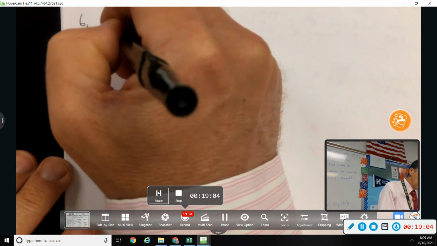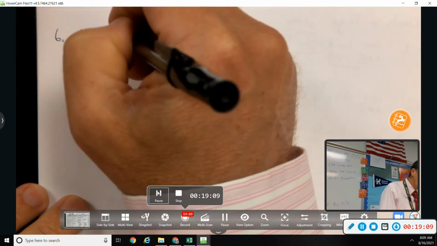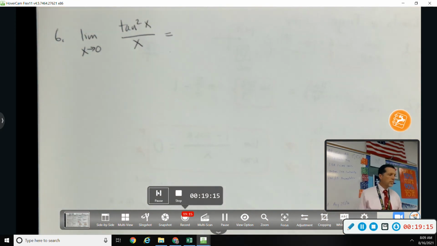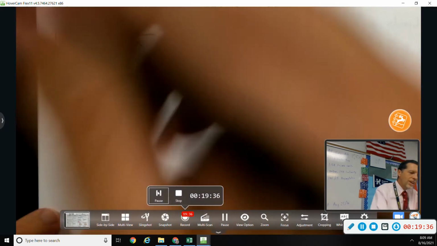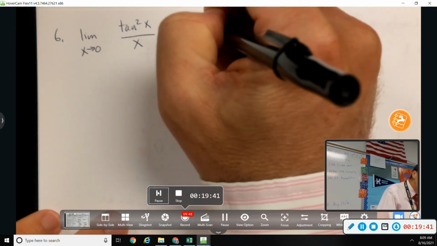Let's do 2 more. Limit as x approaches 0, tangent squared x over x. There's probably several ways to go with this one, because tangent squared was equal to secant squared plus 1, I think. I don't want to do that though. I'd rather think tangent is sine over cosine. So I'm going to rewrite this as sine squared over cosine squared.